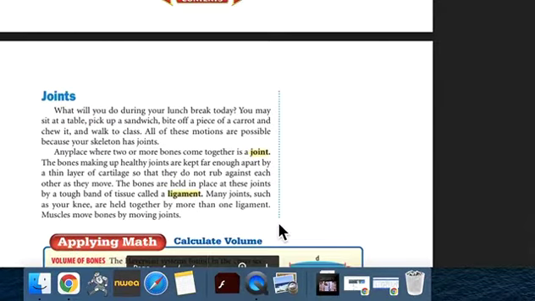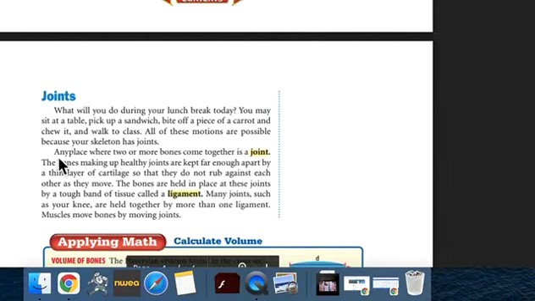Joints. What will you do during your lunch break today? You may sit at a table, pick up a sandwich, bite off a piece of a carrot and chew it, or walk to class.